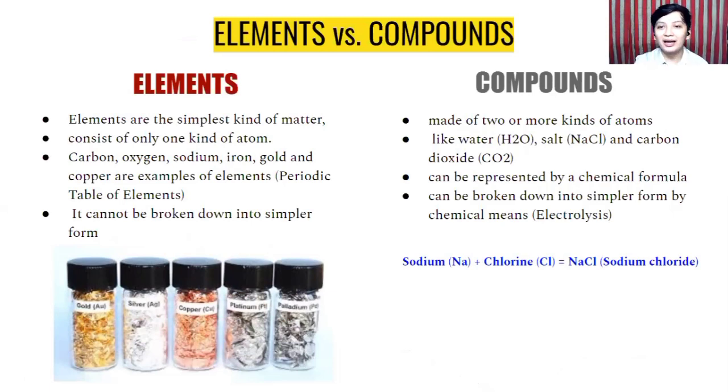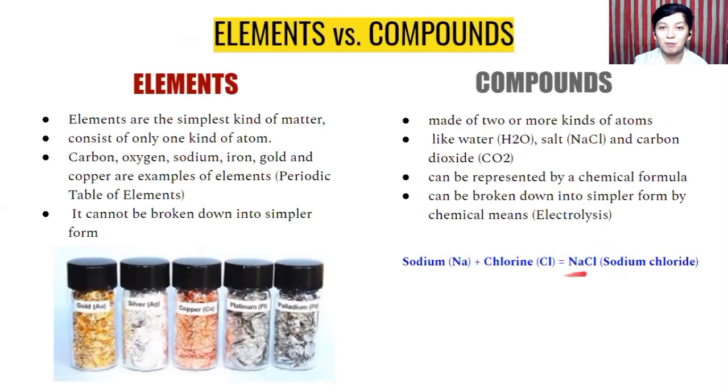Okay? And compounds, on the other hand, are composed of two or more kinds of atoms, like water. Like what I've said a while ago, it is composed of hydrogen and oxygen. Specifically, two hydrogens and one oxygen. Salt, NaCl, sodium and chlorine, together to form table salt. Then we have carbon dioxide. It is made up of carbon and two oxygen. Can be represented by a chemical formula, as you can see here.